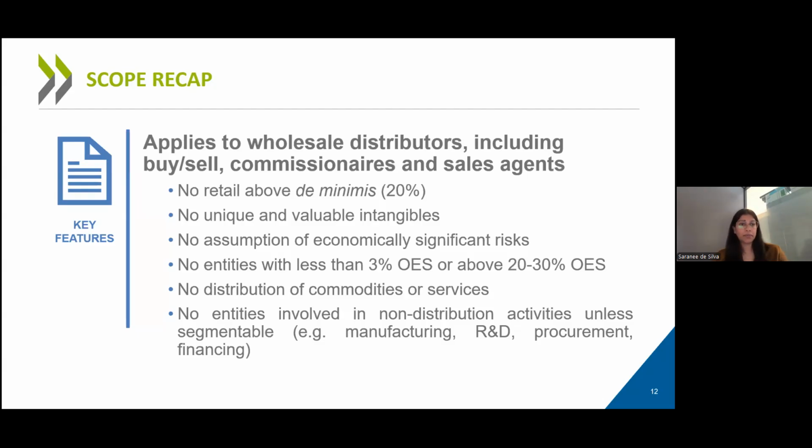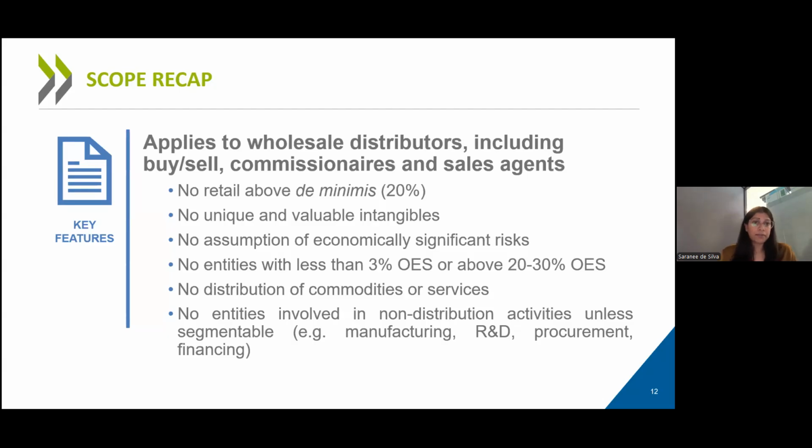In terms of the scope, there are two main components. The first relates to the identification of what a qualifying transaction is, and the second relates to specific scoping criteria that are then applied to the qualifying transaction to test whether it should be in scope or not. So in terms of the qualifying transaction itself, it relates to wholesale distribution of tangible goods to unrelated parties by buy-sell marketers and distributors, commissionaires, as well as sales agents.